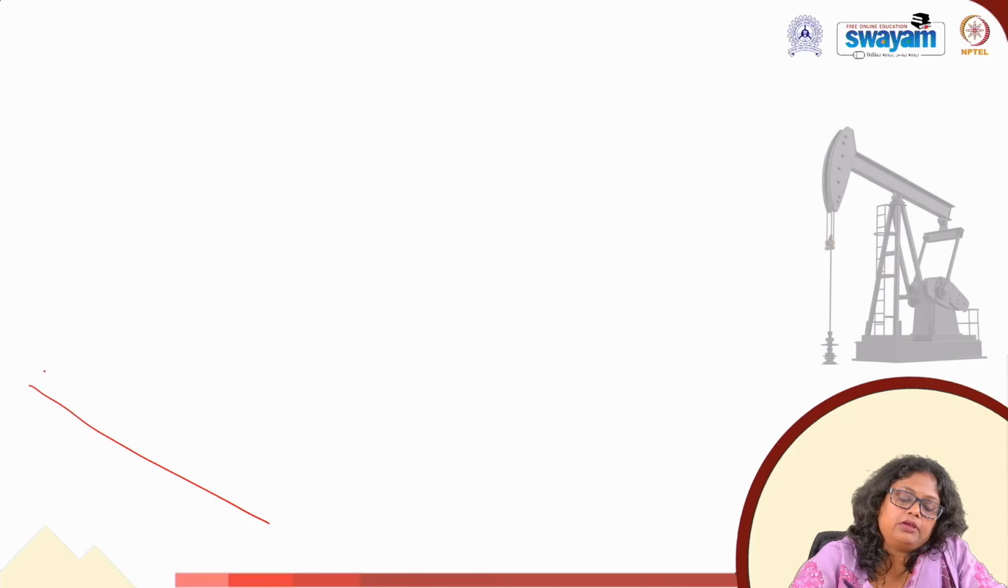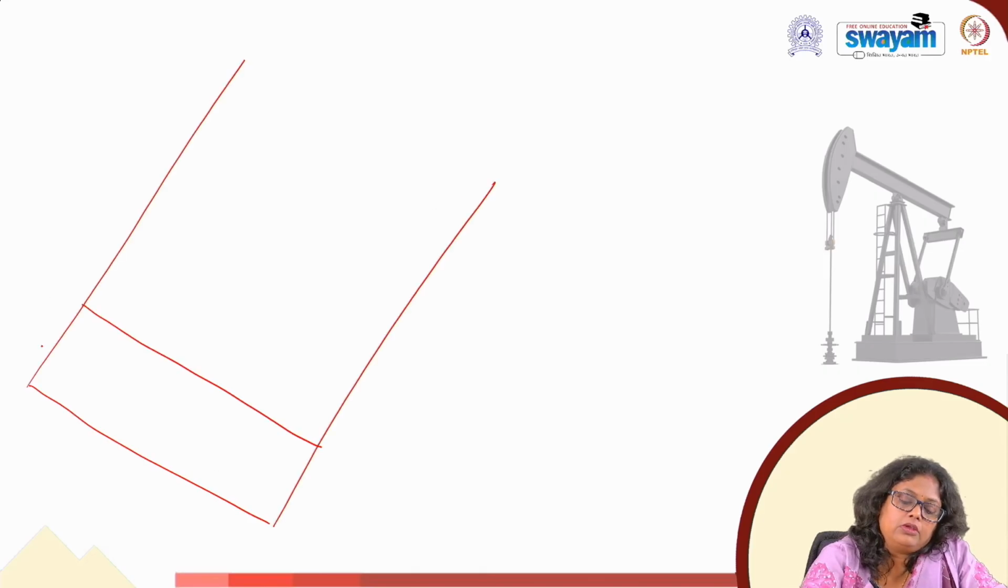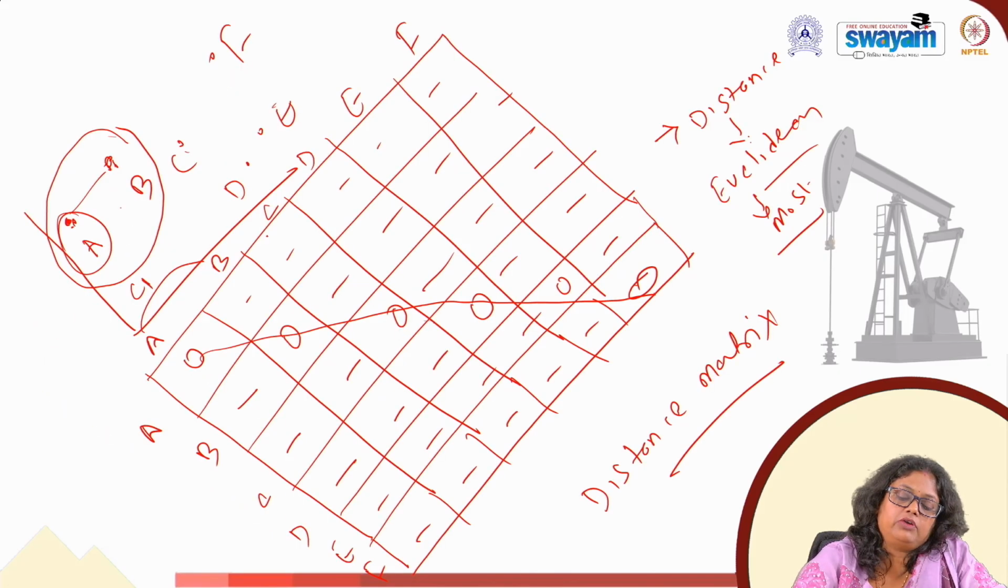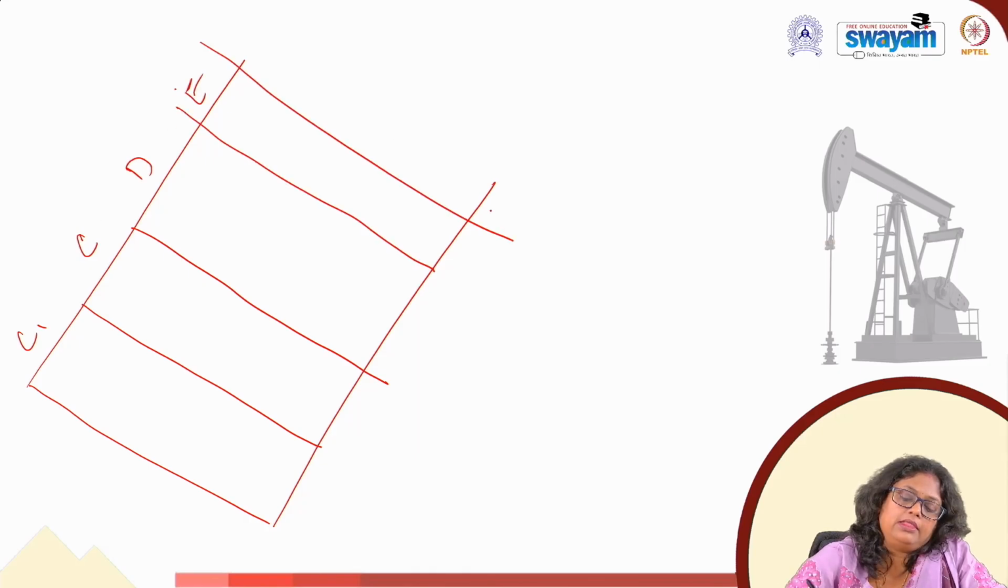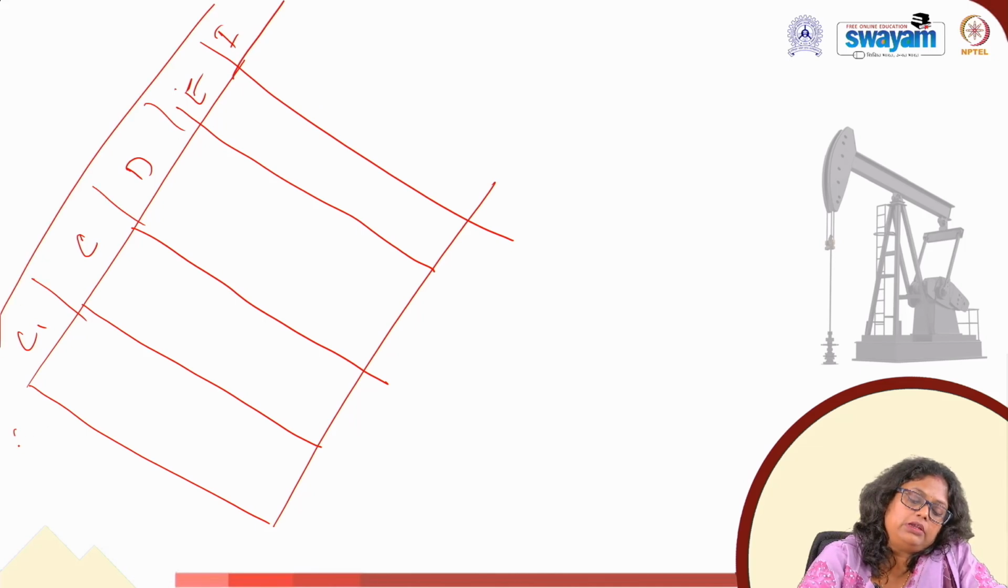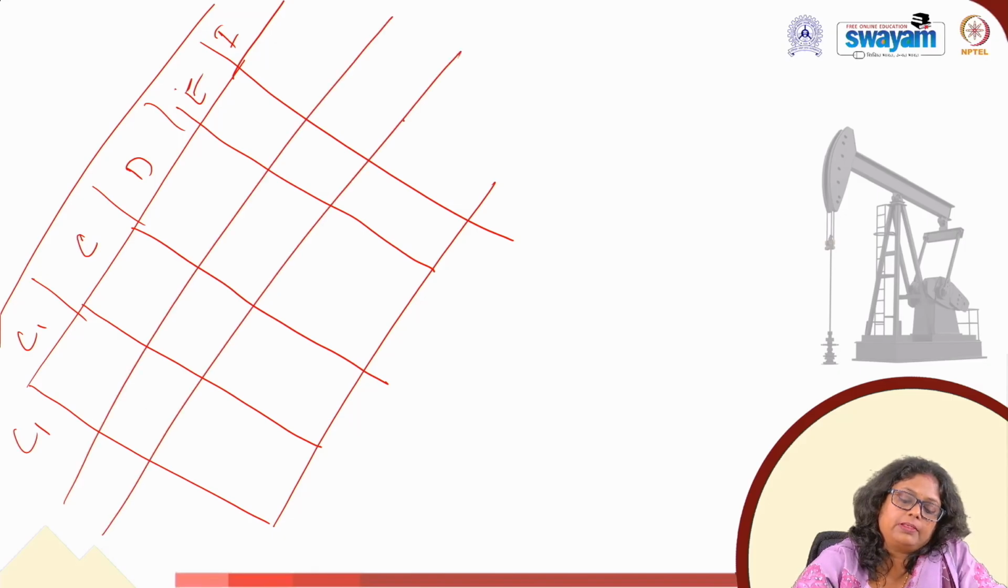Now go to one more formulation. So this is my cluster 1. Then the points left out are C, D, E, F. Now we will be calculating the cluster values: cluster 1, C, D, E, and then F.